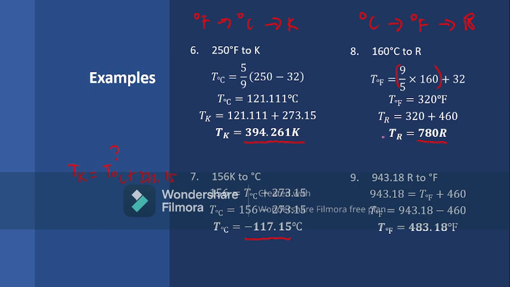Then, the last one. So, pabaliktad naman, Rankine to Fahrenheit. So, remember, temperature Rankine is equal to temperature degrees Fahrenheit plus 460. So, kung ito yung value natin, so magka-transpose lang tayo. Transpose lang natin yung positive 460 sa Rankine, kaya magiging minus to. So, 943.18 minus 460. So, we will have 483.18 degrees Fahrenheit. Okay, so that's it. That's how you compute for the conversion of the temperatures.